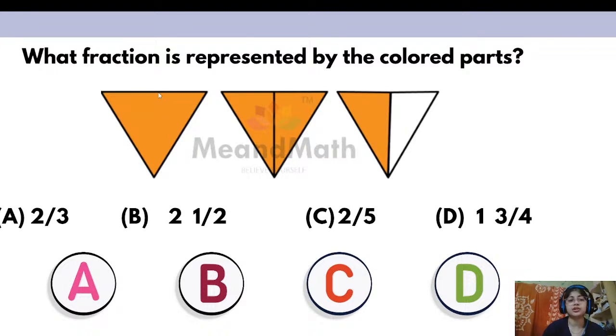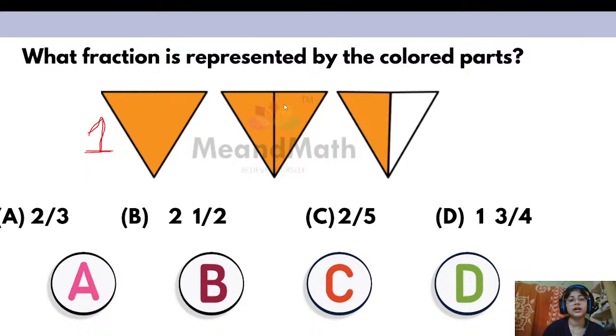It's not showing any division. It's not divided into any parts, and the whole triangle is showing colored. Okay. Modipta has given your answer, but it is not showing for this question, Modipta. Okay, you said B. You said D. Okay, that's fine. So we can consider the first triangle as 1. The whole triangle is colored, so whole means 1, right?